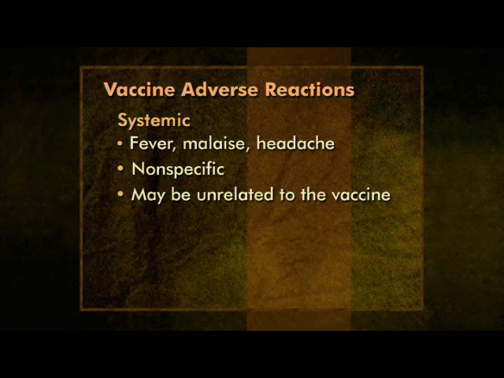A second type of adverse reaction is referred to as systemic. These are more generalized symptoms and include fever, malaise, headache, myalgias or muscle pain, loss of appetite, and others. You may notice that these symptoms are common and nonspecific and may occur in a vaccinated person because of the vaccine, or may be caused by something totally unrelated to the vaccine, like a concurrent viral infection.